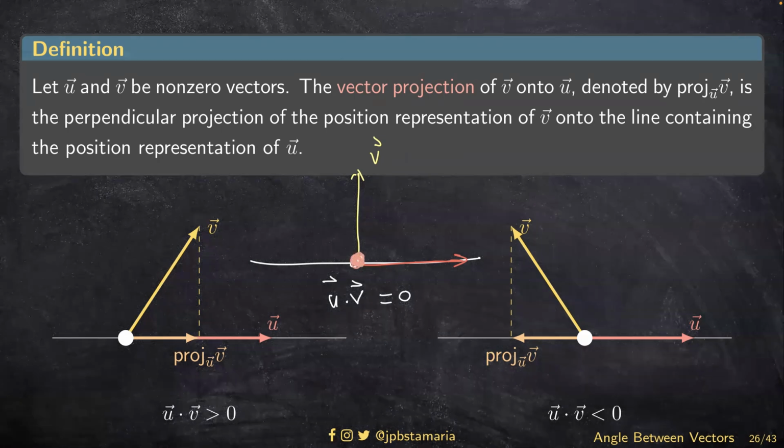Ibig sabihin kapag halimbawa, yung force na in-apply mo ay perpendicular dun sa direction ng motion, may work ba na nagawa yung force na yon doon? Wala, di ba? Zero. Kasi ang dot product ay zero. Pag yung F ay perpendicular doon sa displacement, ang dot product ay zero, kaya zero ang work.